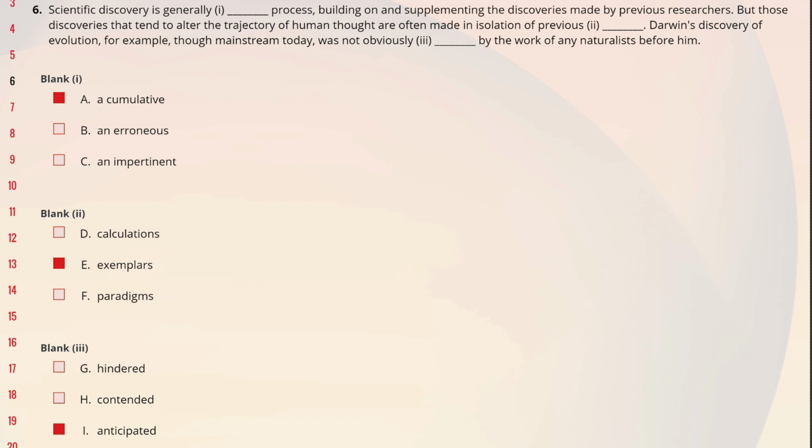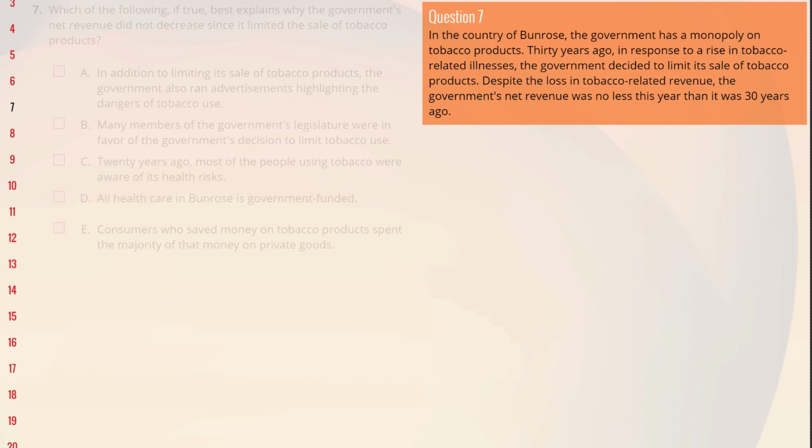Was not obviously anticipated by the work of naturalists before them. They didn't see it coming. Even though it's mainstream today, they didn't see it coming. But what about B, the second blank? Often made in isolation of previous, not exemplars. That's like a paragon. Calculations, no, it doesn't fit with evolution. Paradigms is like a way of thinking. Yeah. Okay. Nice, happy with that.